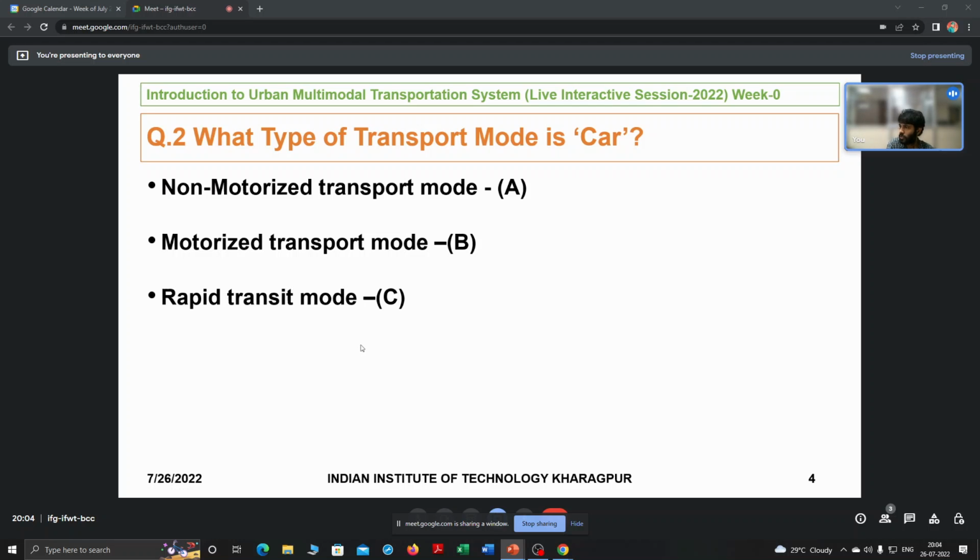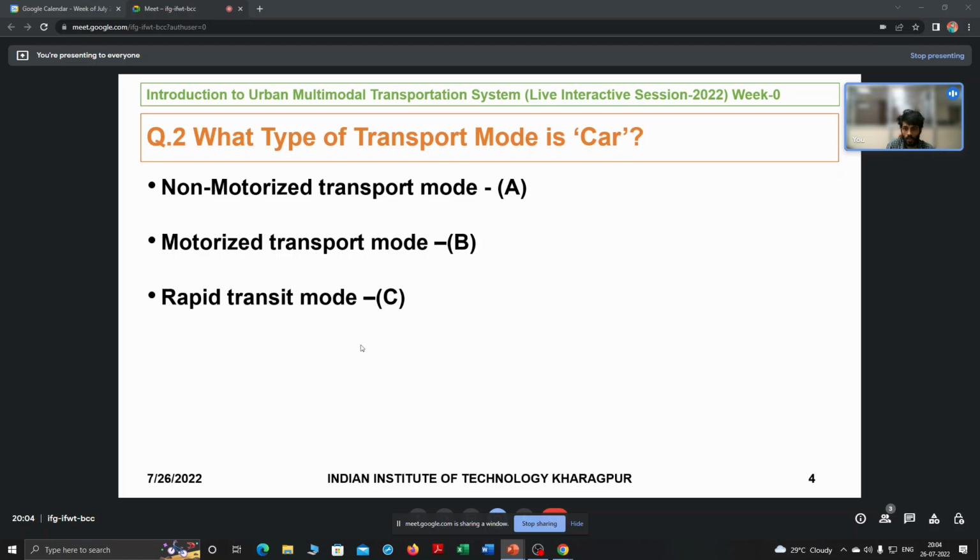So the next question is, what type of transport mode is a car? Generally there are two types of modes in transportation we can consider. The first one is motorized transport. In motorized transport there are two wheelers, four wheelers like jeeps, vans, SUVs, then buses, then trucks. And then the non-motorized transport modes, like cycle rickshaws and bicycles, right? Those are the non-motorized modes.